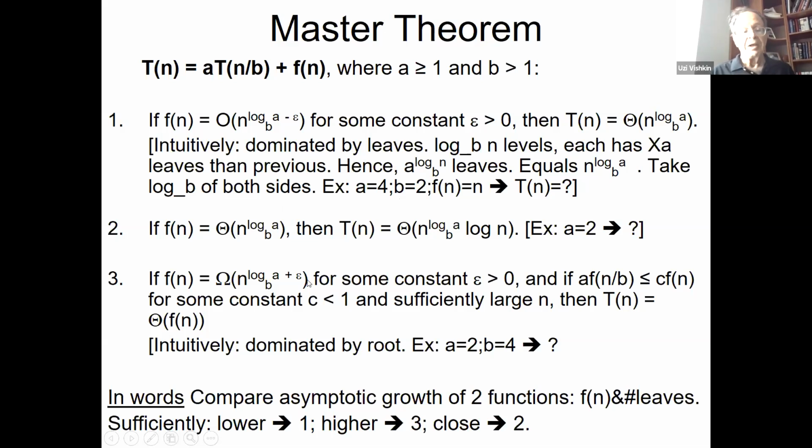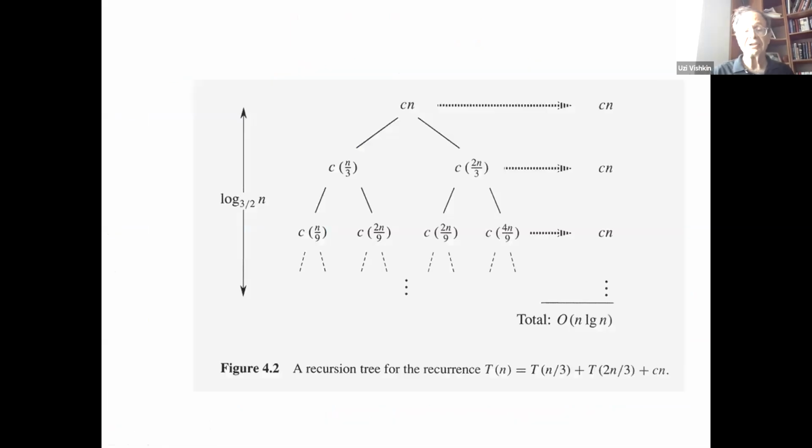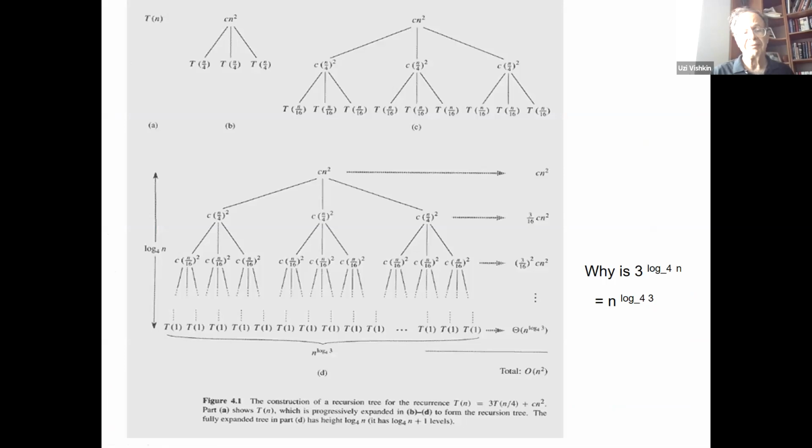Okay. And the last case, which is the case that we saw in the diagrammatic example, is where f(n) is at least the number of leaves plus an epsilon. And in this case, what will happen is that f(n) will dominate because we are going to run into a situation of a geometric sum. And that's the same situation that was demonstrated in this example.